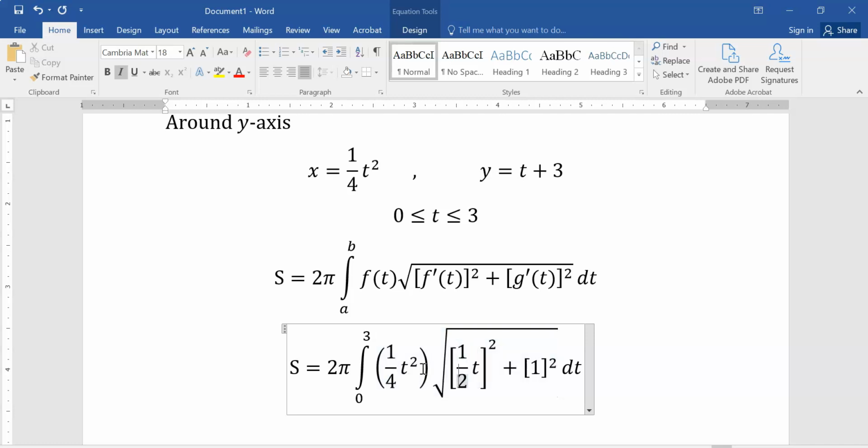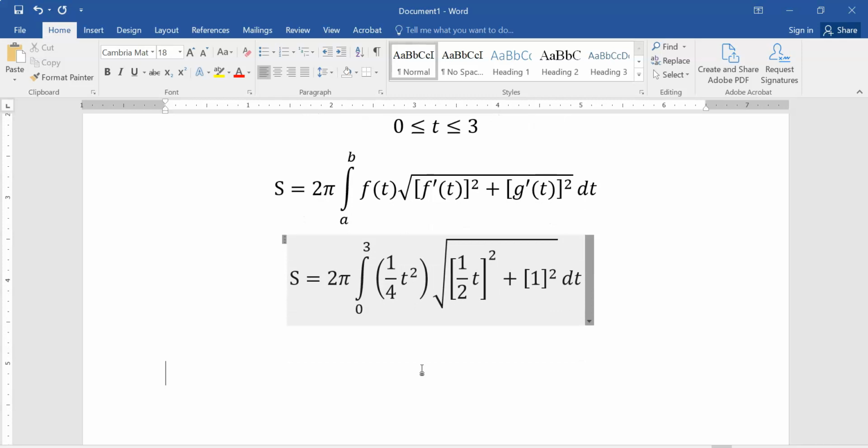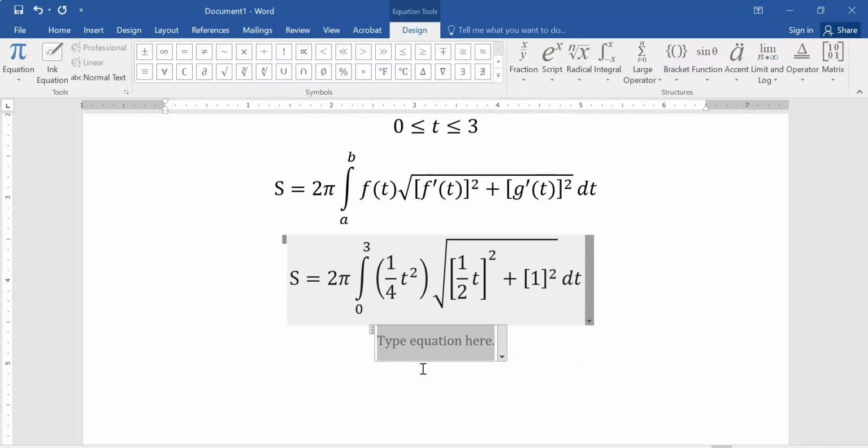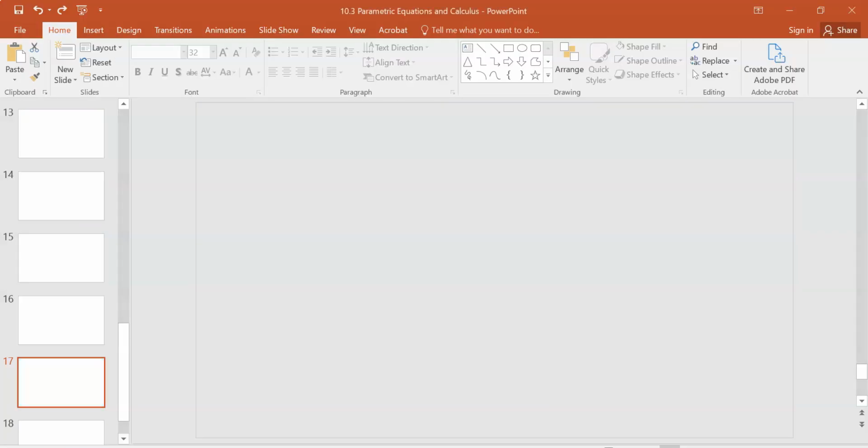And then from this point out, we just multiply and calculate, using our calculator to do that. I ended up with a surface area of about 21.49, rounded to 2 decimal places. So that's the idea there.